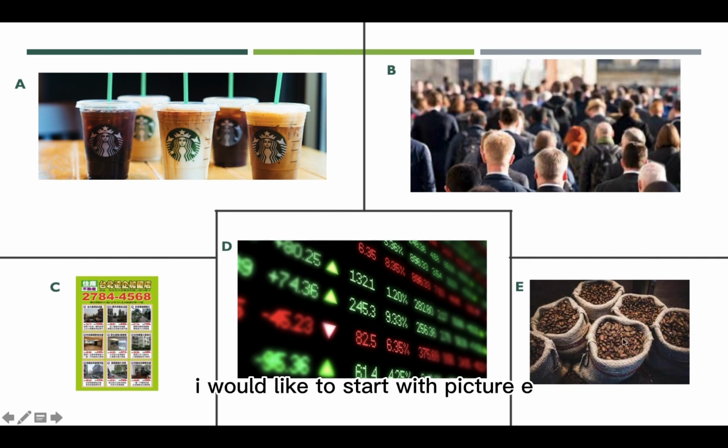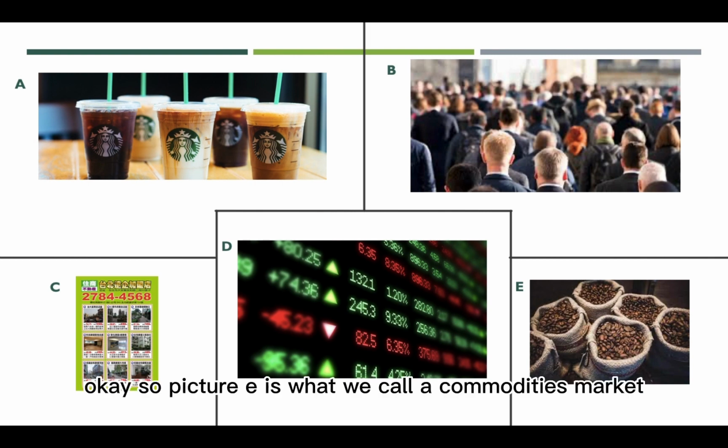I would like to start with picture E. What do you see in picture E? In picture E, you see coffee beans, right? Are there any pictures related to coffee on this slide? Yes, picture A, right? So in picture E, you see the raw material, which is coffee beans. Okay, so picture E is what we call a commodities market.